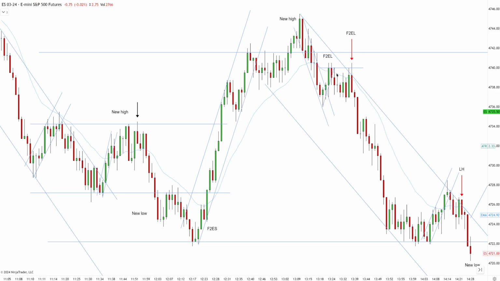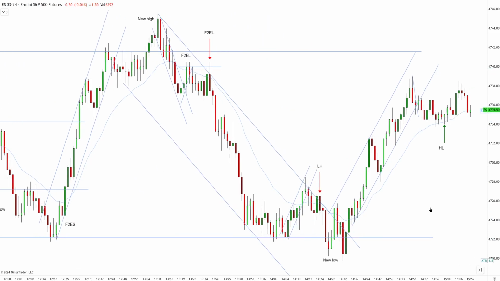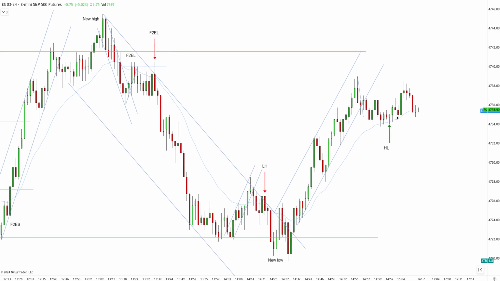Okay, it's after failed second entry long, great bar, and look at the runner you could have had. This was a really great trade, great runner, and this was my last trade. Once again, break, new low, price action played out. This is the last high low, but this is of course way too late. You cannot really go long, just an example for education.